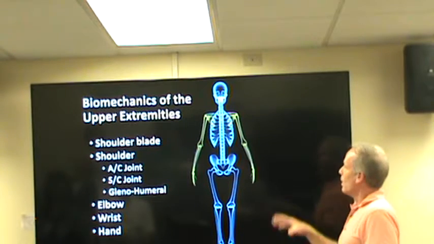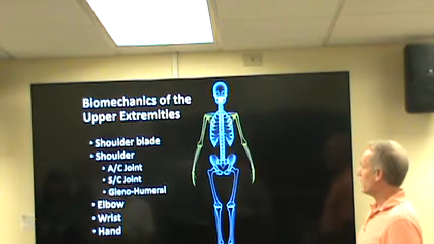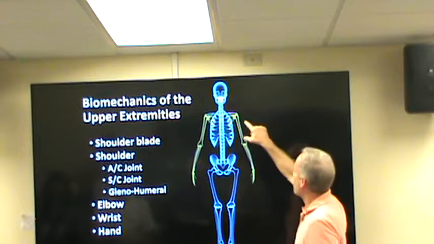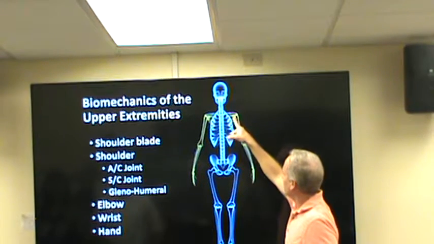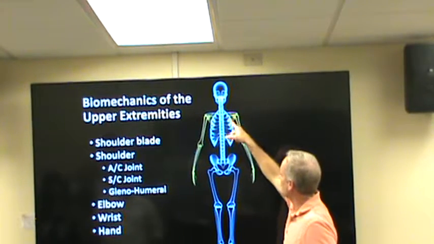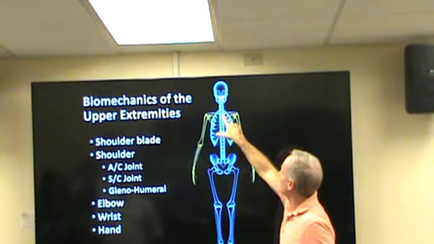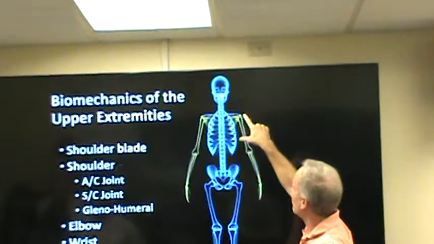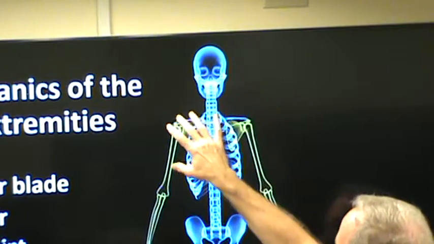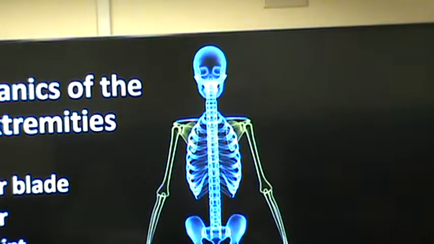All right, so we're going to take a look at the biomechanics of the upper extremities, the shoulder blade, the shoulder. So here's the shoulder blade. It creates what's called the glenohumeral joint. Then you have your sternoclavicular joint at the sternum. And then you also have your AC joint, your acromioclavicular joint. And that's just in the shoulder girdle. So we'll start with that.